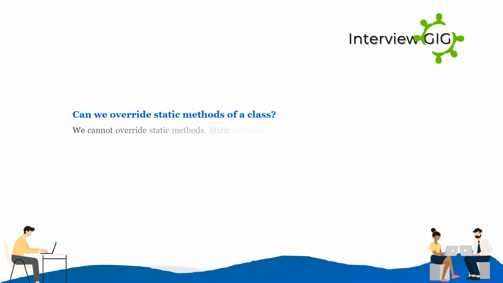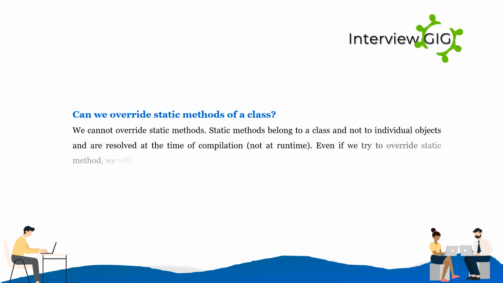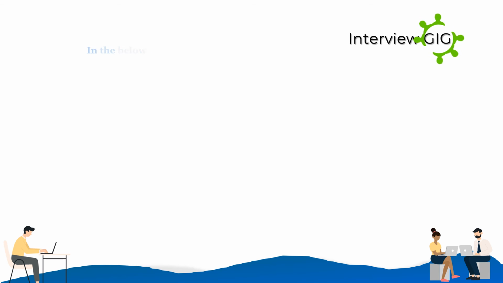We cannot override static methods. Static methods belong to a class and not to individual objects and are resolved at the time of compilation, not at runtime. Even if we try to override static method, we will not get a compilation error, nor the impact of overriding when running the code.